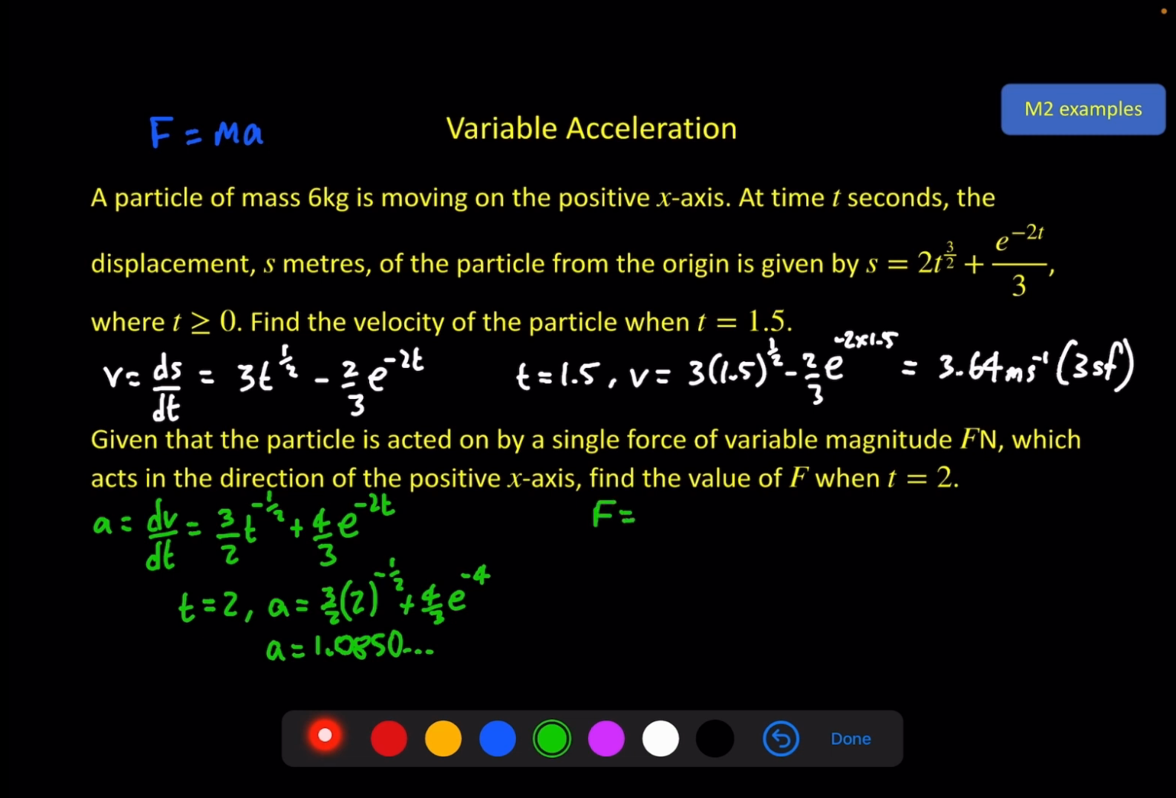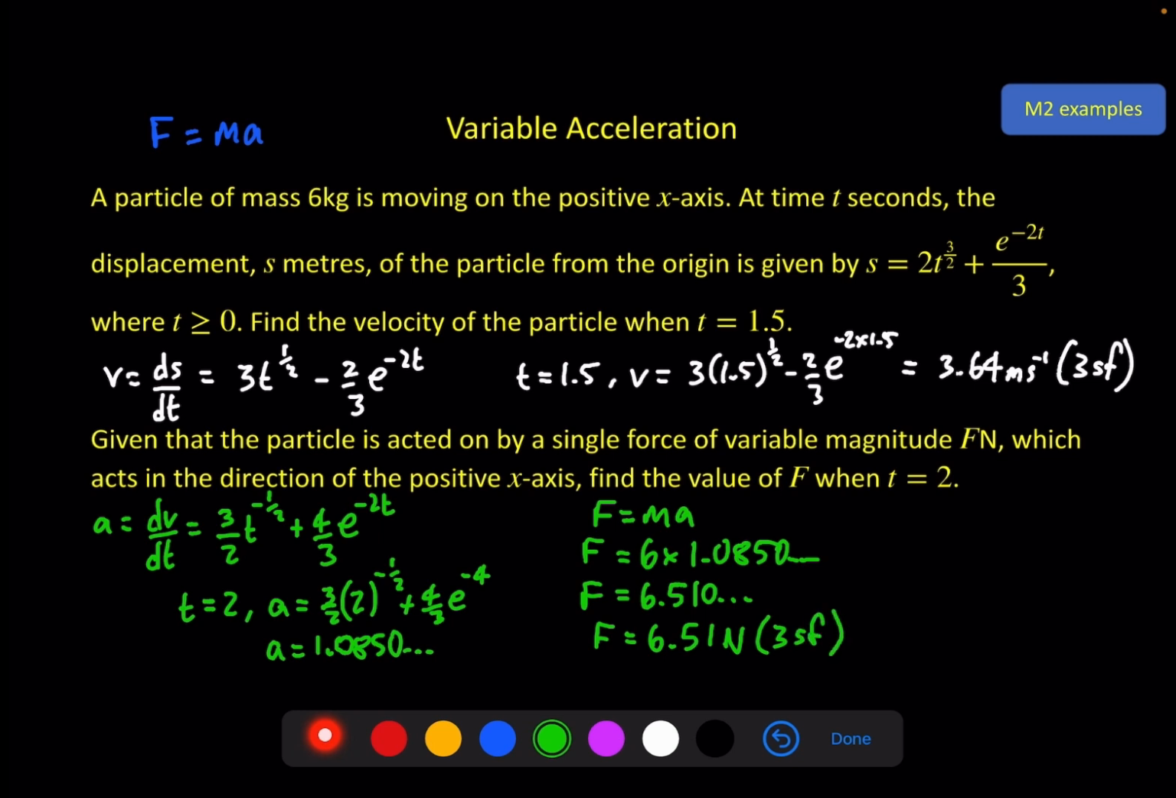We've got F is equal to ma, the mass is 6, times the acceleration at time equals 2, 1.0850 dot dot dot, gives us a force of 6.510 dot dot dot, which I will now round to 3 significant figures.